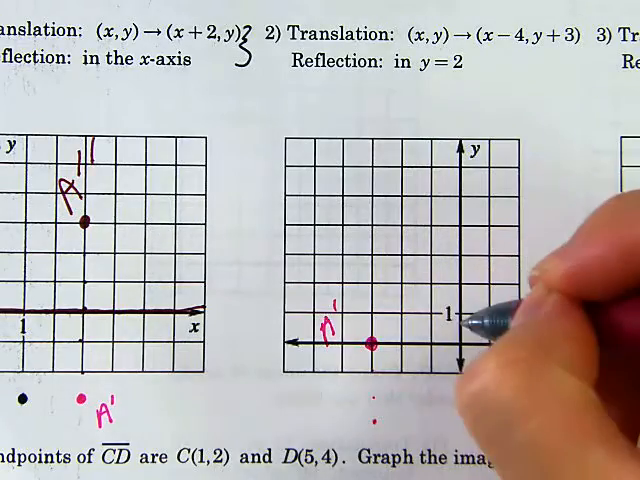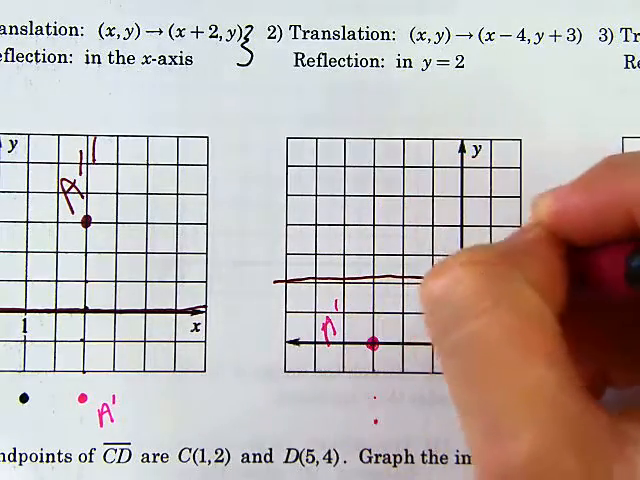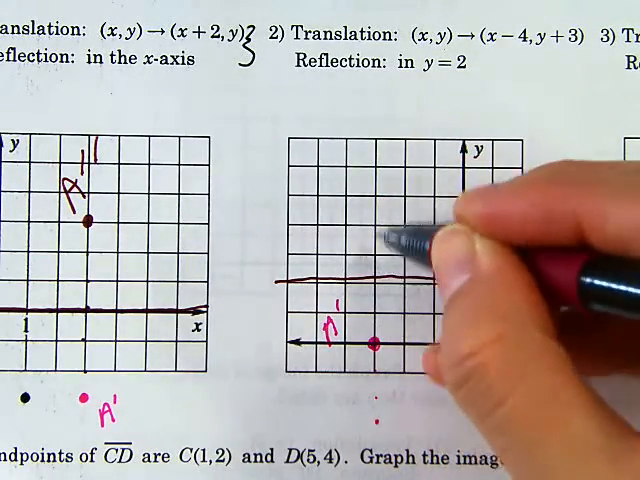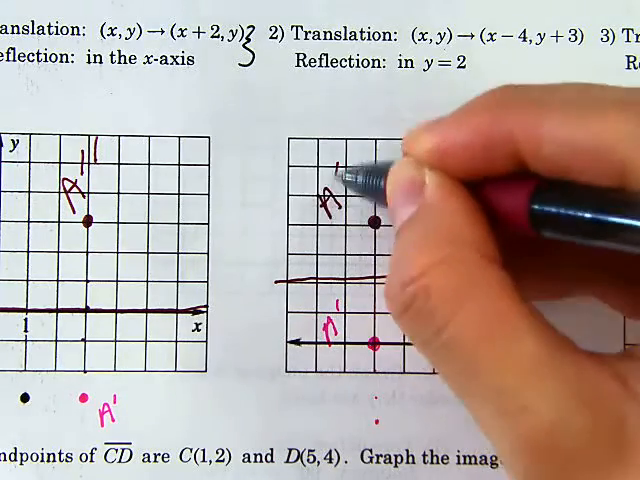Then it wants a y equals 2 reflection. And we would go up 2 to get to that line and up 2 from there. So it's A double prime.